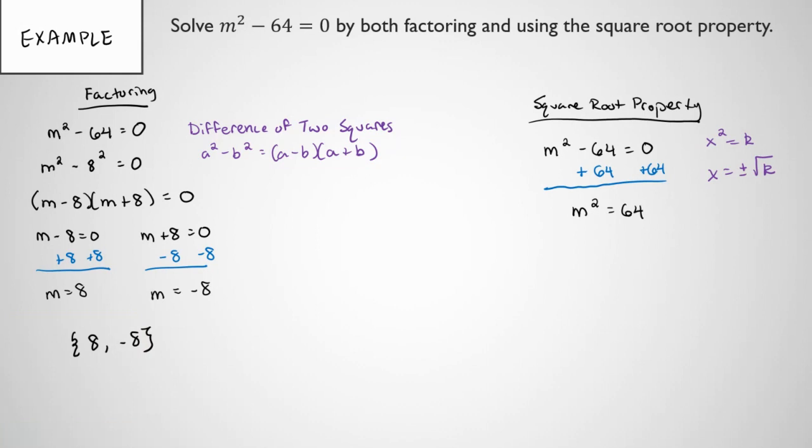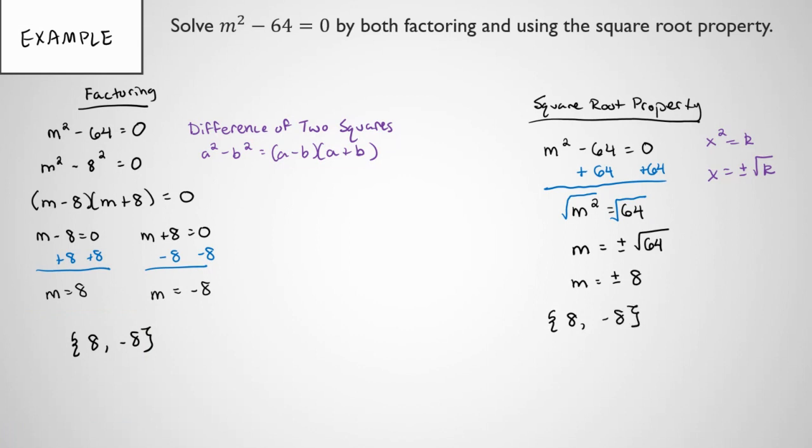So now we are in the right form to use the square root property. And so we will take the square root of both sides. So I'm going to write that in. So the square root and the square cancel out, so we're left with m. And then we get a plus or minus square root of 64. And the square root of 64 is 8. So we have m equals plus or minus 8, which gives us our positive 8 and our negative 8.